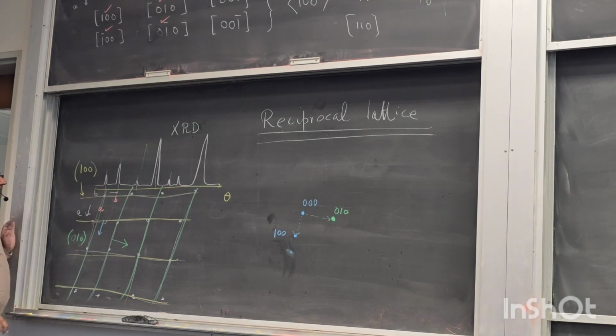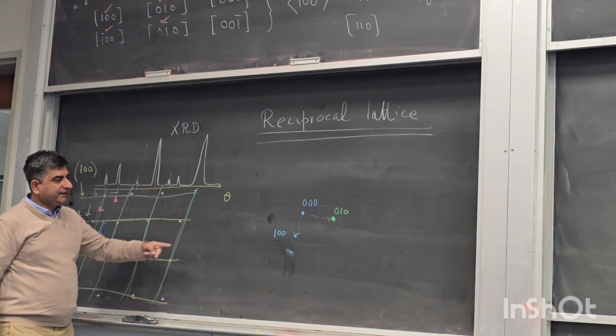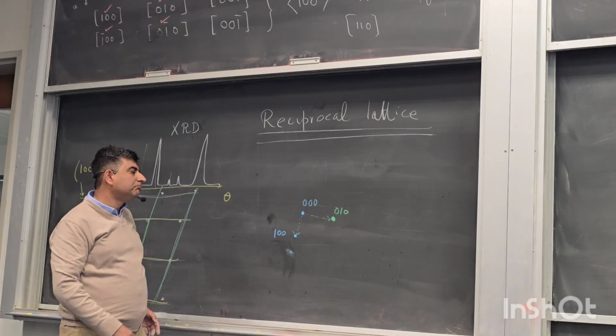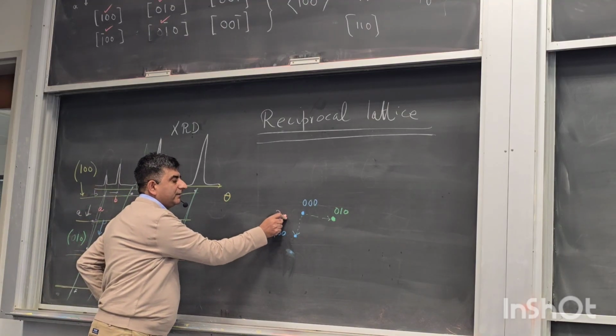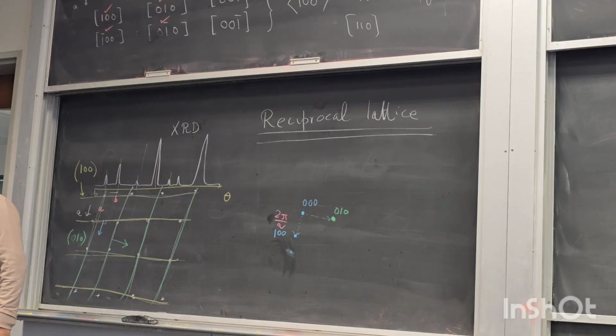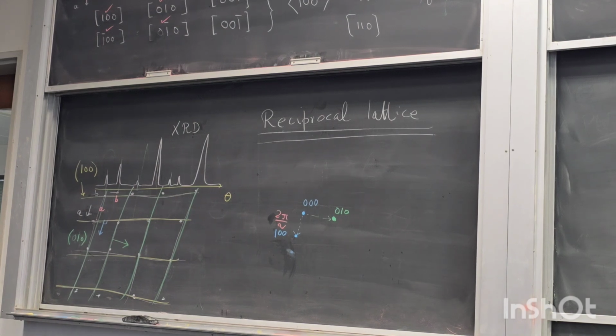Now the spacing between the 100 planes is A. So what happens is, in the reciprocal space, these points are separated by 2 pi over A. Some authors will write 1 over A, some will write 2 pi over A. Chemists and physicists have different conventions. Okay, doesn't matter.